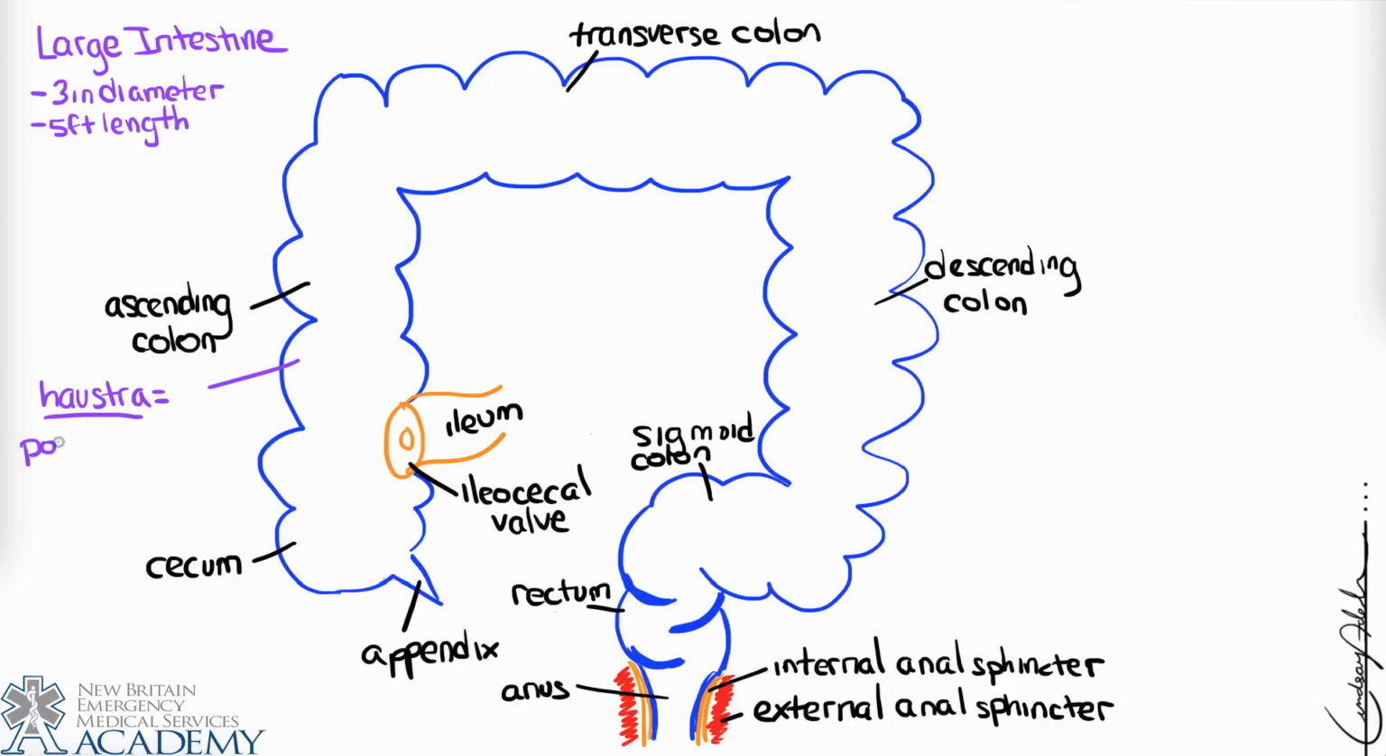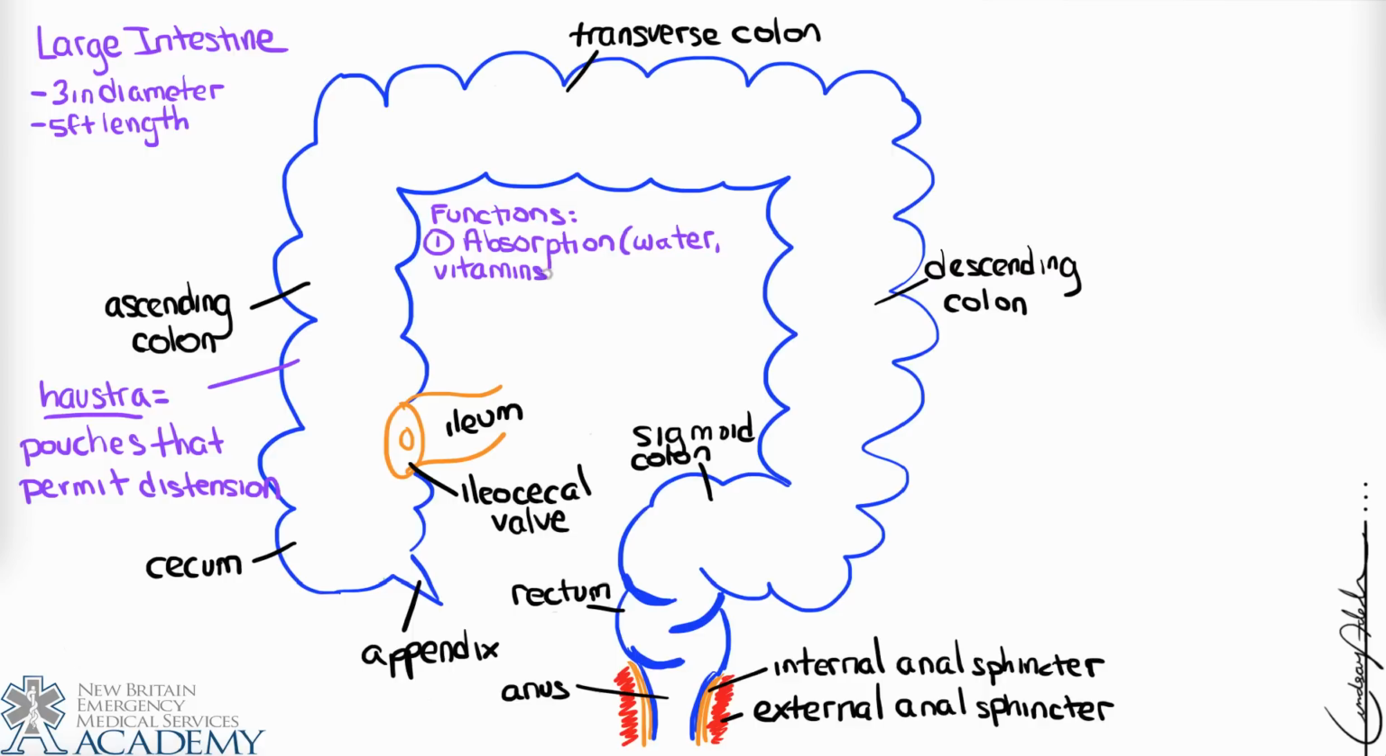So the large intestine is about 3 inches in diameter, so maybe double or triple the diameter of the small intestine, and it's about 5 feet in length. And we notice that the shape of the intestine has these pouches, and they're called haustra. So the haustra are basically pouches that permit distension and elongation of the large intestine. So we know that when the large intestine is full, the belly can become distended and you can feel bloated.